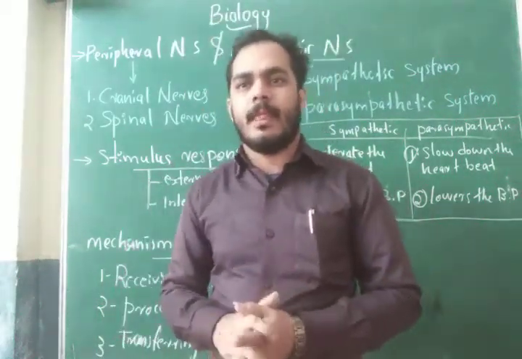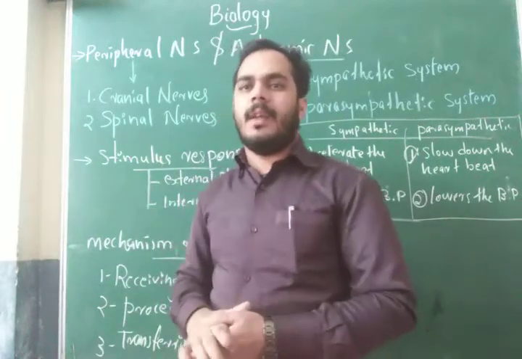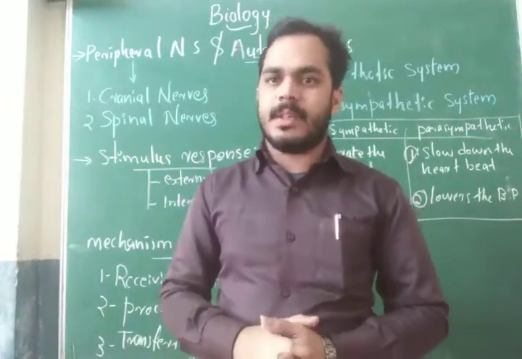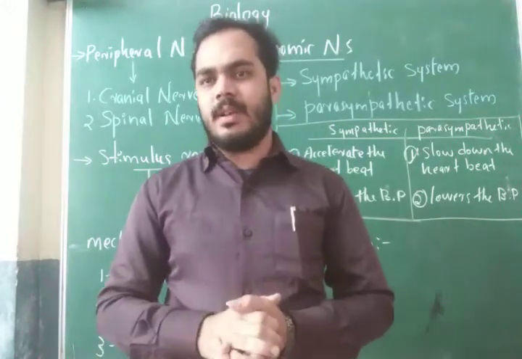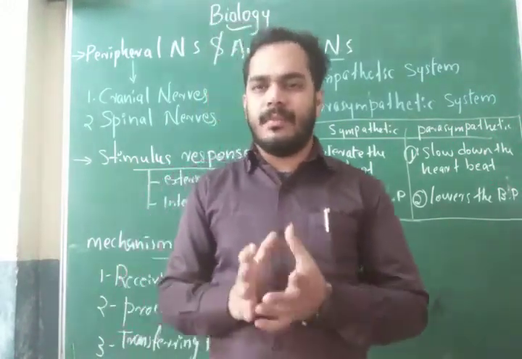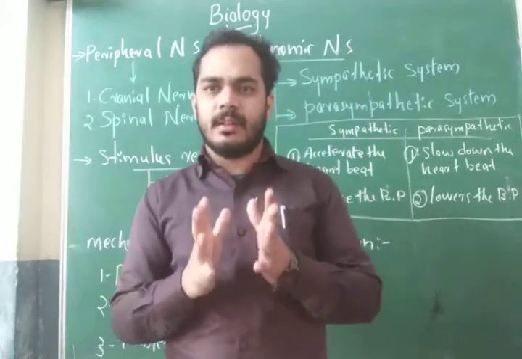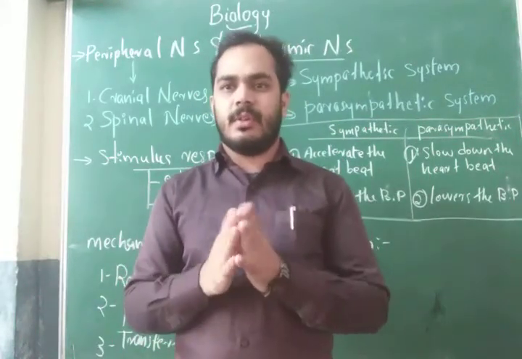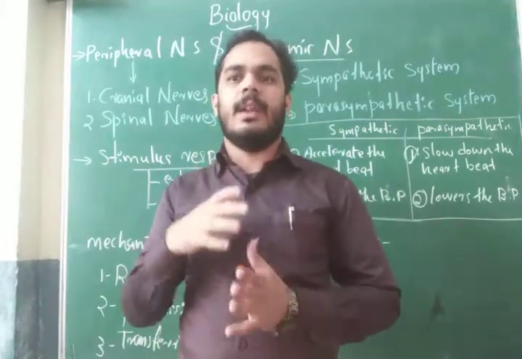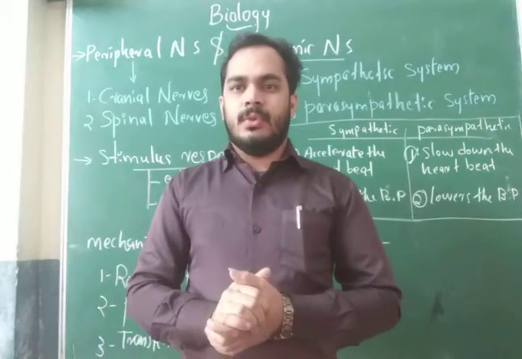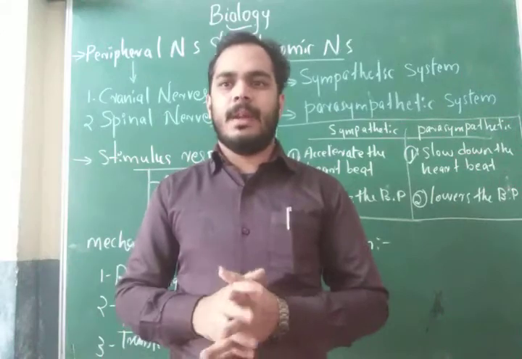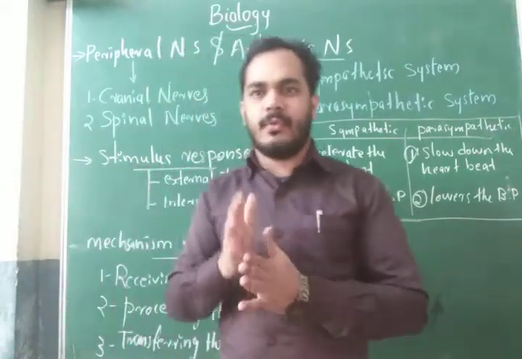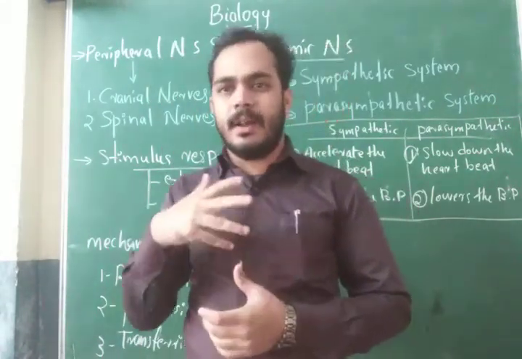Today's topic is the peripheral nervous system and the autonomic nervous system from the chapter nervous system. So what is meant by the peripheral nervous system? The peripheral nervous system refers to the part of the nervous system outside the brain and spinal cord. It mainly consists of cranial nerves and spinal nerves.